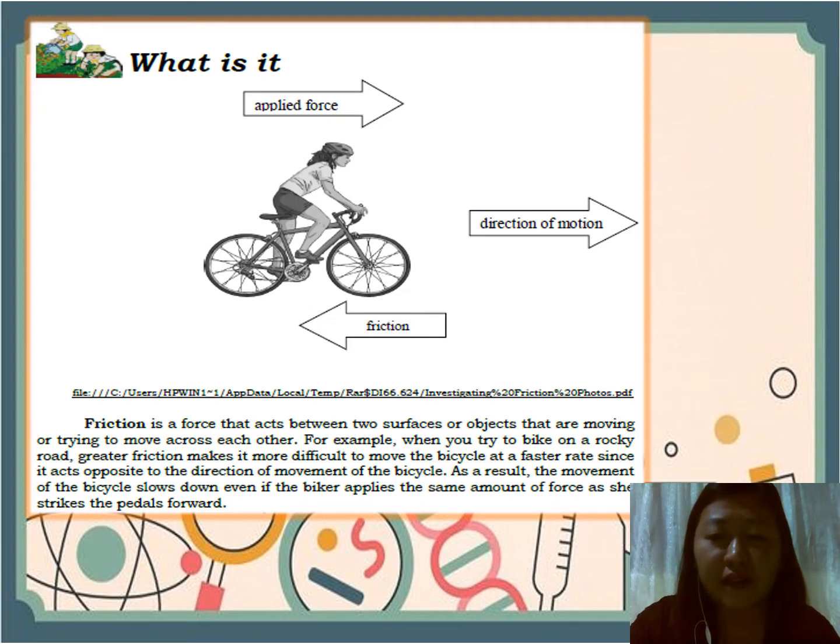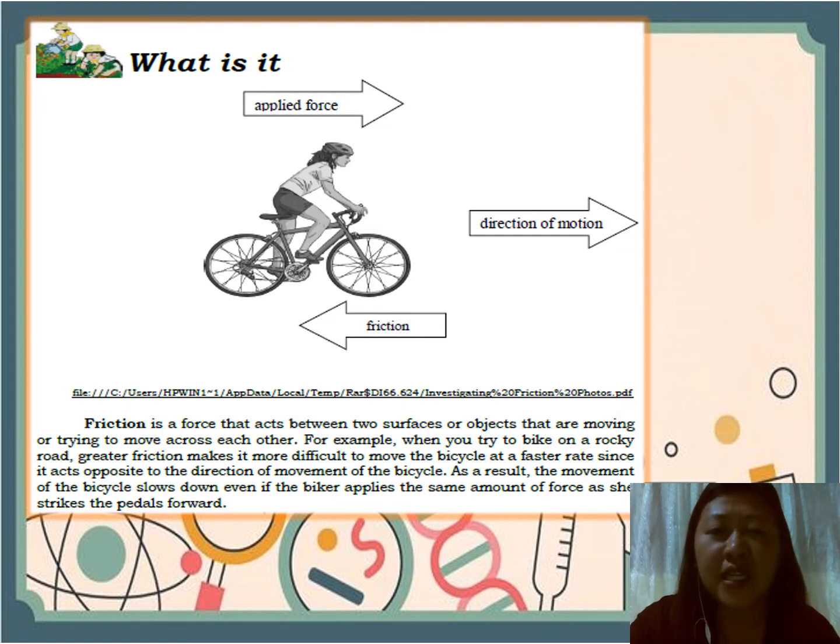So, have you tried riding a bike or a bicycle on a rough surface and on a smooth surface, children? So, the rate of motion is different, your speed on a rough surface or on a smooth surface, even if you are going to apply the same amount of force, no?